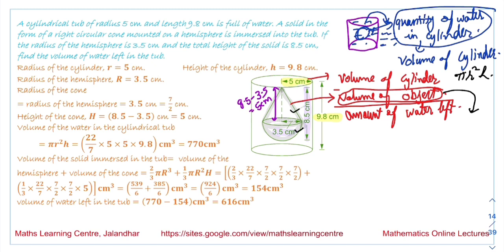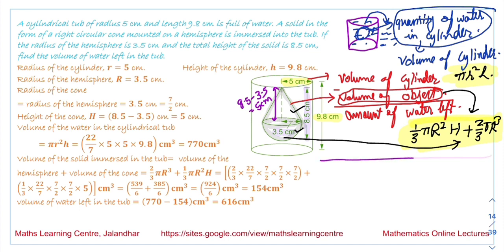One is this hemisphere and one is this cone. The volume of the cone is 1 by 3 pi r square h. The radius is also different, so we are writing it as capital R square h, plus the formula for the volume of the hemisphere, which is 2 by 3 pi r cube. When we subtract these two values, we will get the volume of the water displaced.